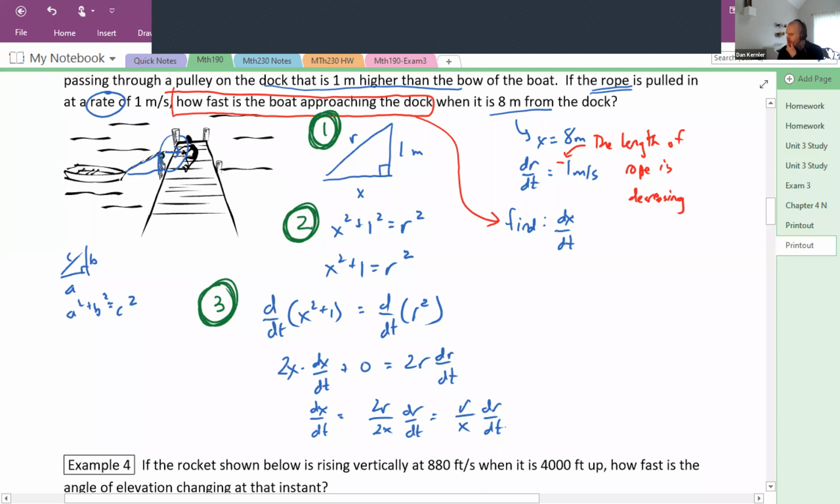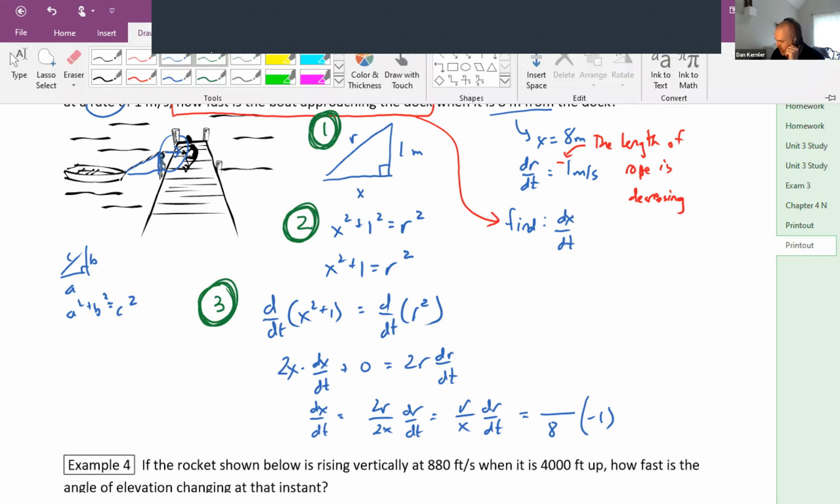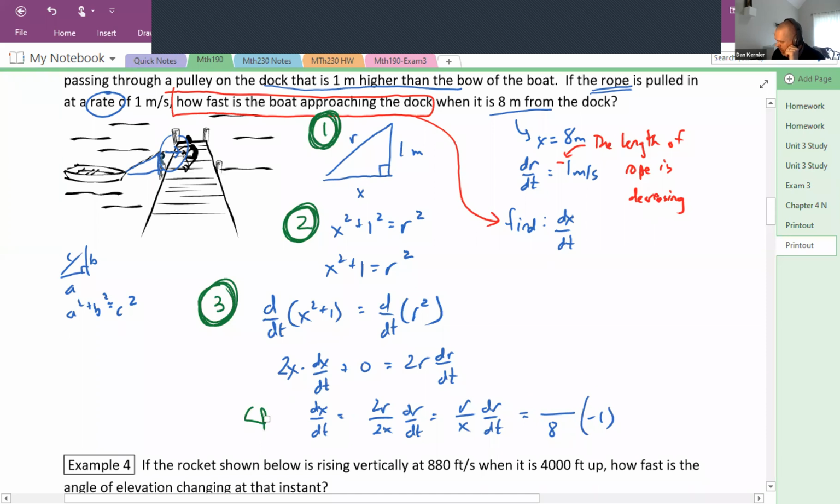Okay. We have a slight issue here. We have x. That's 8 meters. We have dr/dt. That's -1 meters per second. We do not have r. So step 4, we're plugging stuff in, but we have a problem. We don't have r. Can't you solve Pythagorean theorem by plugging in 8 for x to do 8 squared plus 1 squared equals r squared? Yes, that's exactly right.